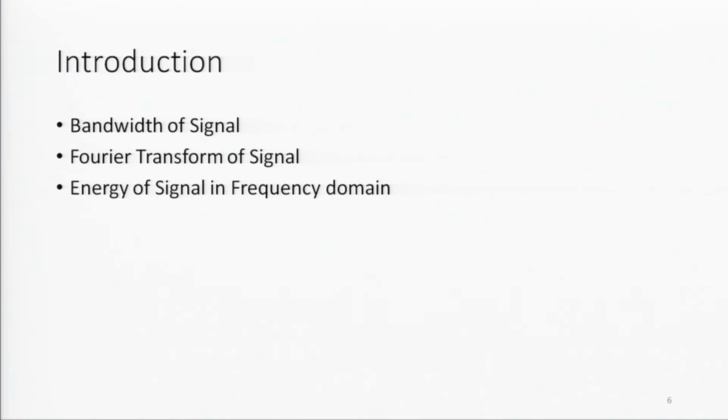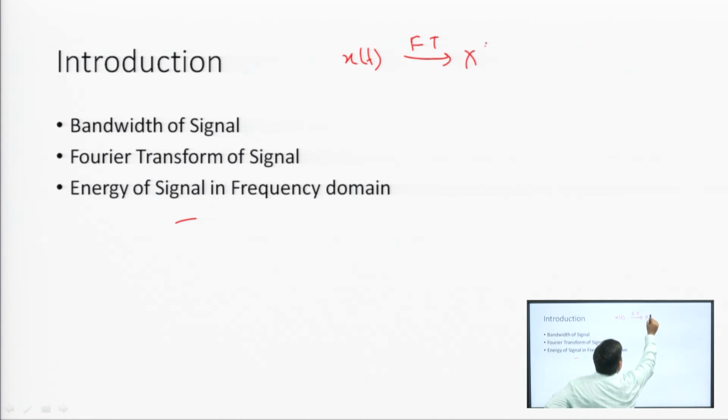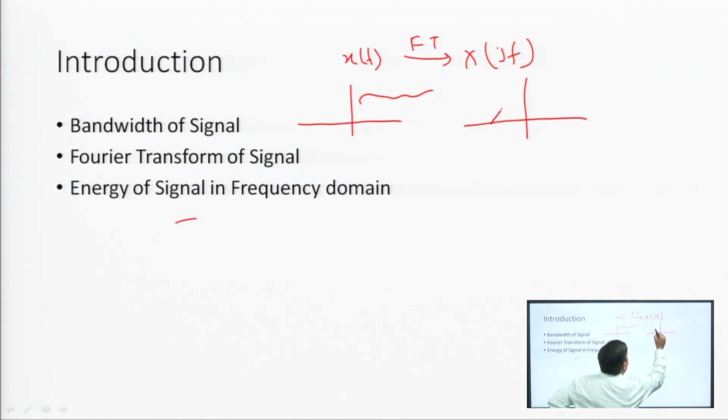Now come to the next topic, that is the bandwidth of the signal, the Fourier transform of a signal, and the energy of a signal in the frequency domain. Energy of a signal in the frequency domain we have discussed already. Then there is a signal x(t), and its Fourier transform is given as X(jf). As we have already drawn x(t), suppose, and its Fourier transform is like this, X(jf).